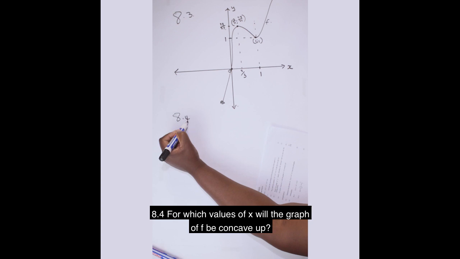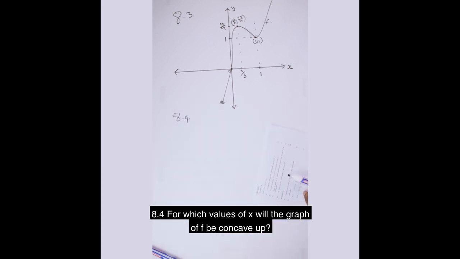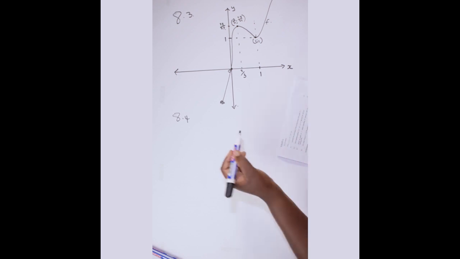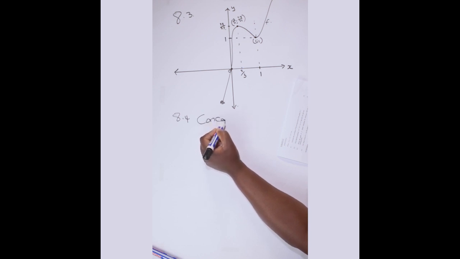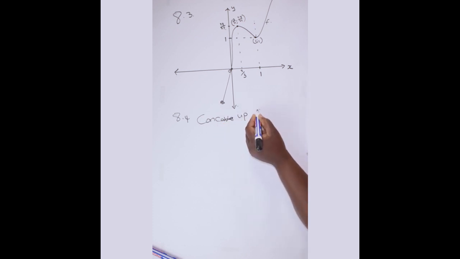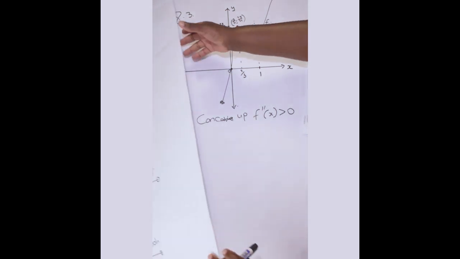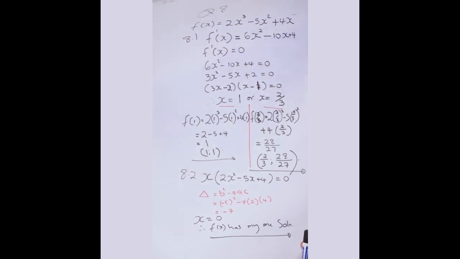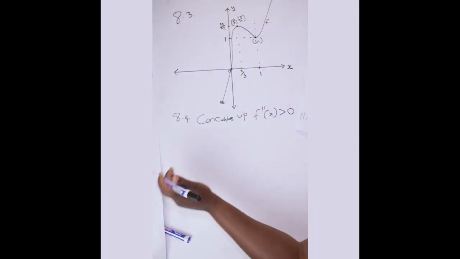8.4, they said, for which values of x will the graph of f be concave up? Now, concave up means greater than 0. Concave up simply means the second derivative is going to be greater than 0. Okay, so let's do the second derivative. Remember your first derivative you did in 8.1 was 6x squared minus 10x plus 4. So that's what we are going to use now to continue with your work.